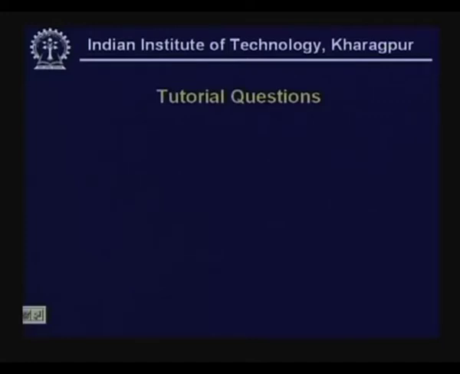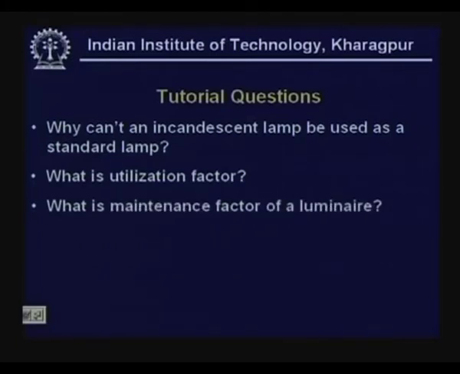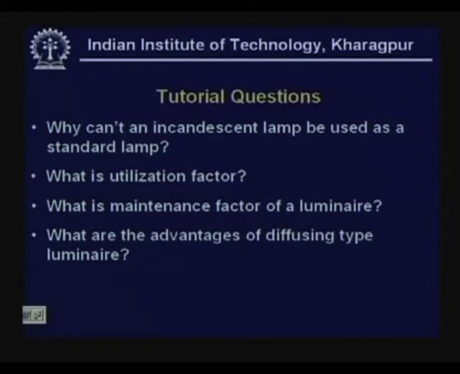So, we could have some questions based on this lecture. Why can't an incandescent lamp be used as a standard lamp? However, I said an incandescent lamp is used for comparison methods in the laboratory, keeping in mind that we maintain the voltage and wattage. What is the utilization factor? What is the maintenance factor of a luminaire? What are the advantages of a diffusing type of luminaire?